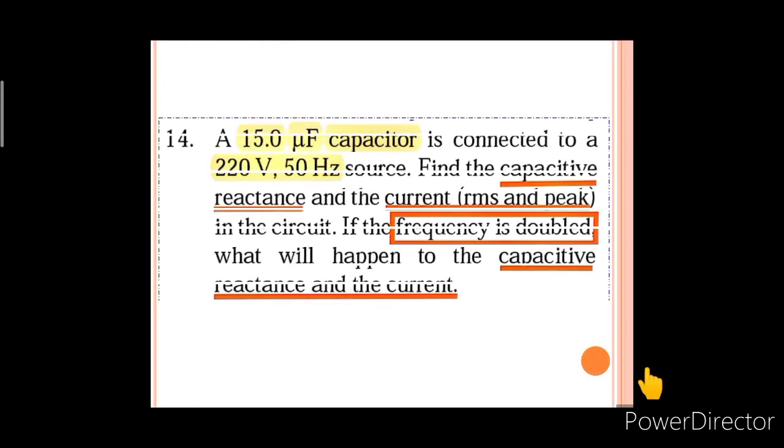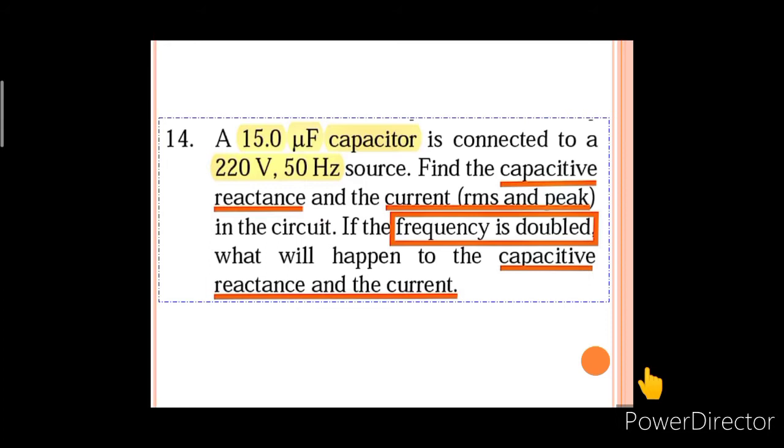The next unsolved numerical from the textbook, question number 14, is: a 15.0 microfarad capacitor is connected to a 220 volt 50 hertz source. Find the capacitive reactance and the current, that is the RMS and peak, in the circuit. If the frequency is doubled, what will happen to the capacitive reactance and the current?